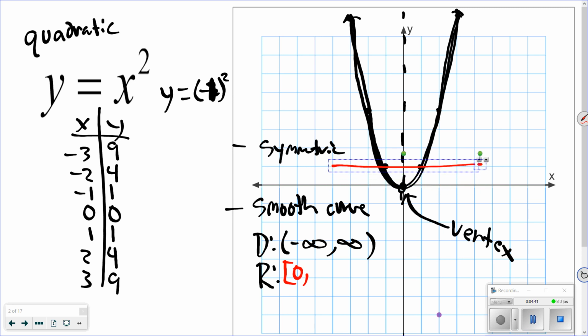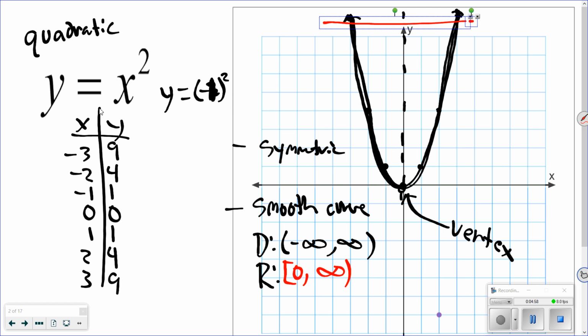So as I run that up, that graph keeps going up forever. So it goes from 0 to infinity. So the range you'll see, the domain and range, and we'll go through some examples here where we find that. You should see that it's a lot like the absolute value function. Domain is always going to be negative infinity to infinity.